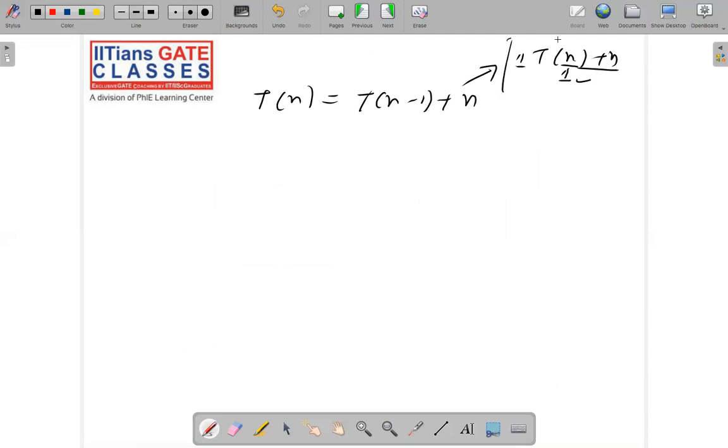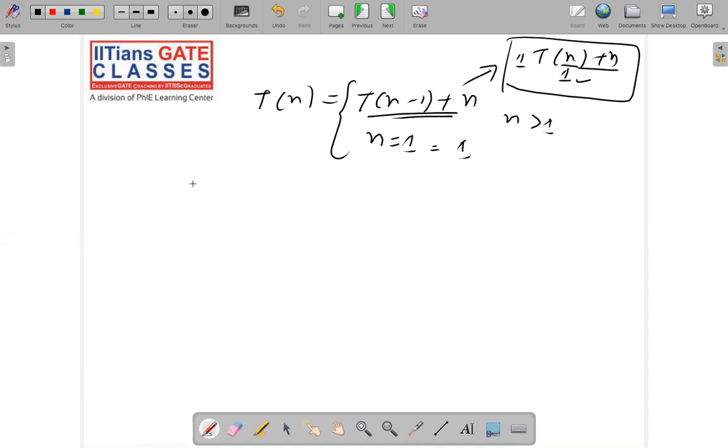So we have to do some processing here. The constraints are not satisfied, so we have to do some other method, which is the substitution method. And we are given that this is the case: when n equals 1, the answer is 1. If n is greater than 1, then the answer is this. So let's try to solve this.